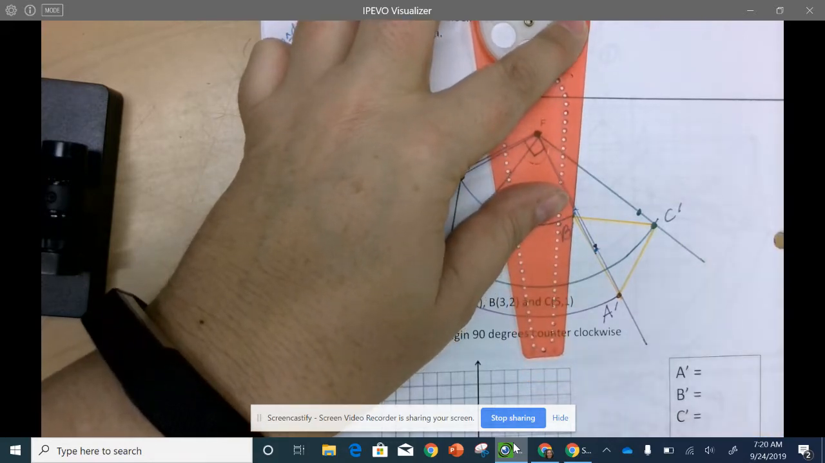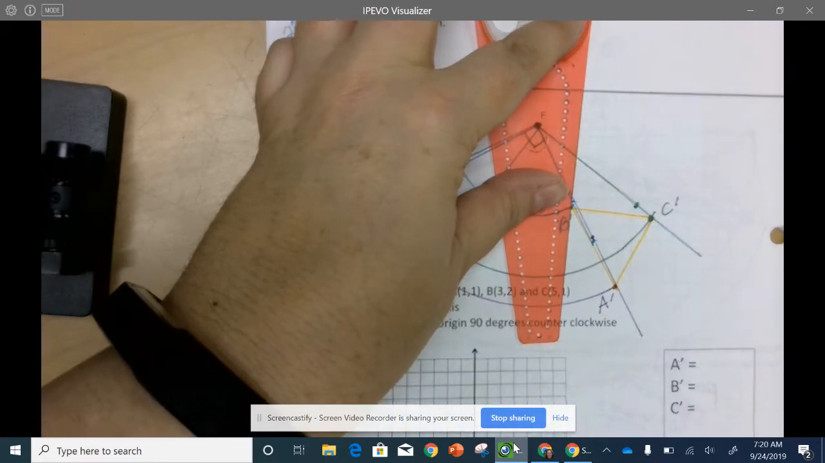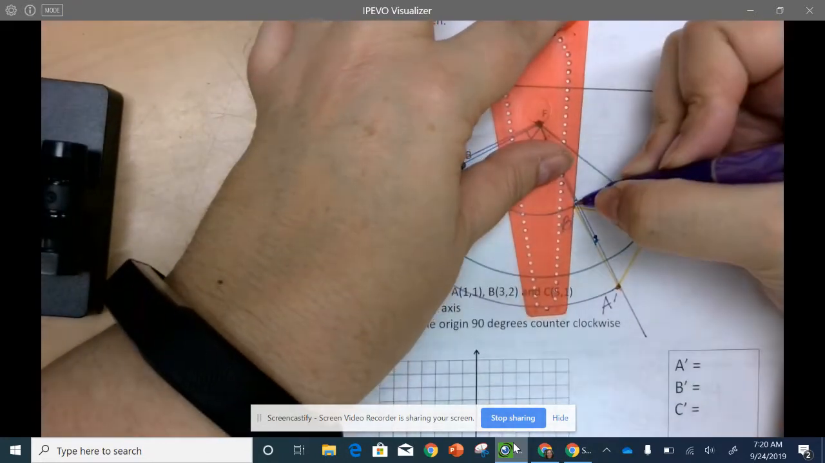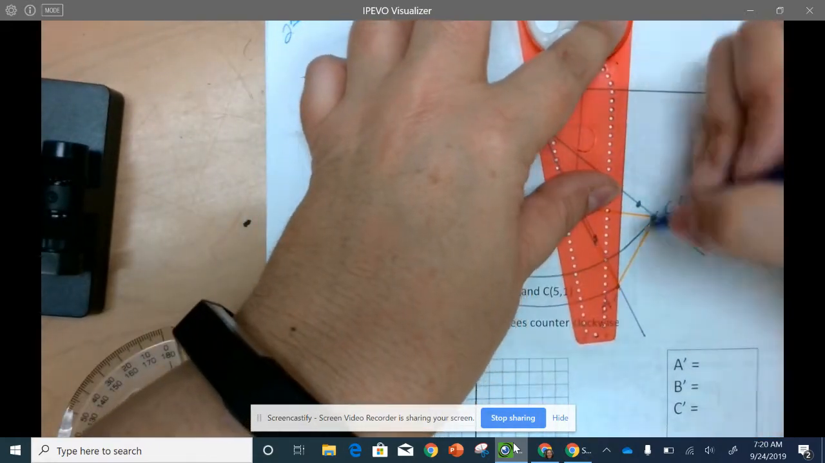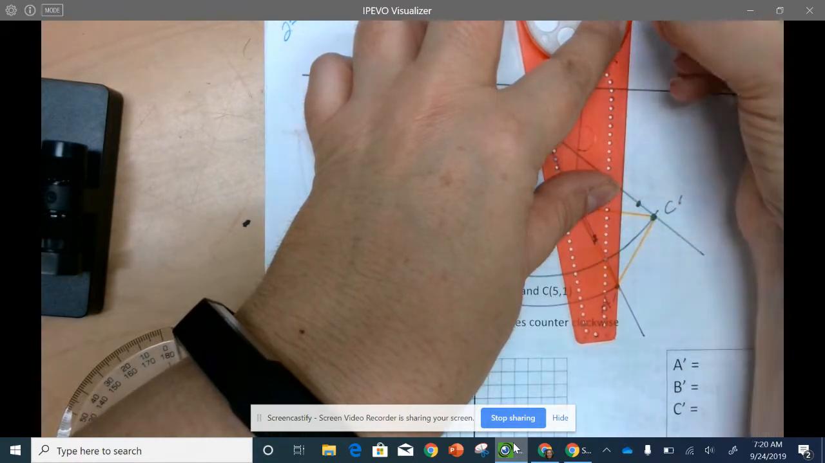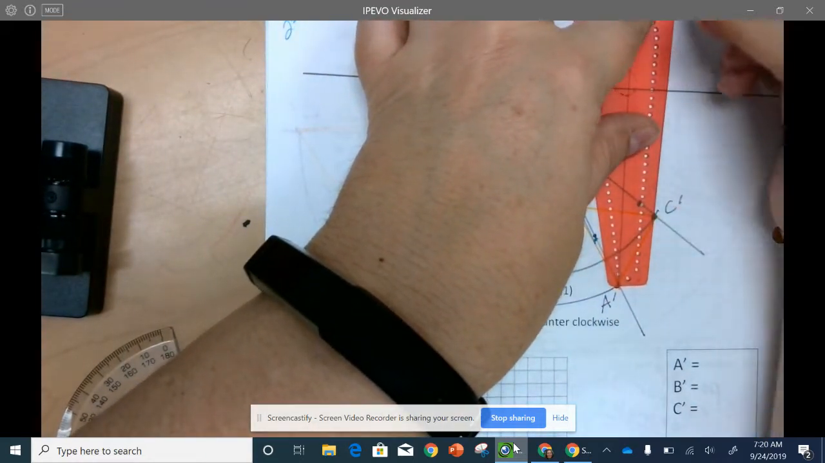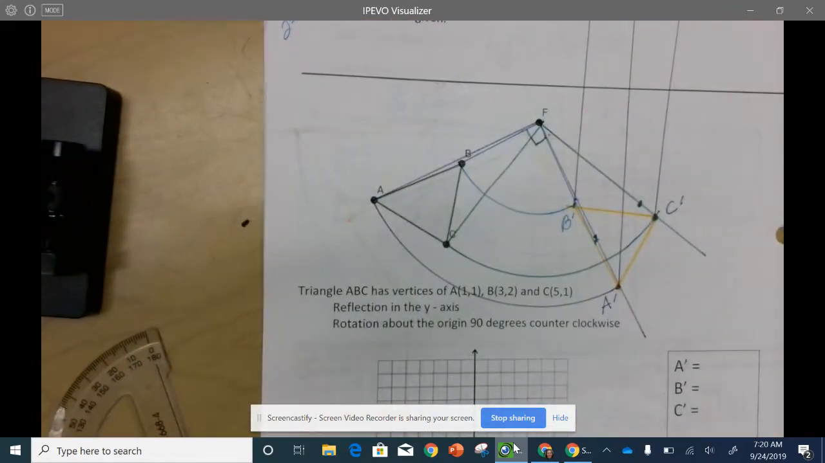Okay, so this one I'm going to go ahead and draw my lines. I'm just drawing my perpendicular lines. And then we're going to reflect it.